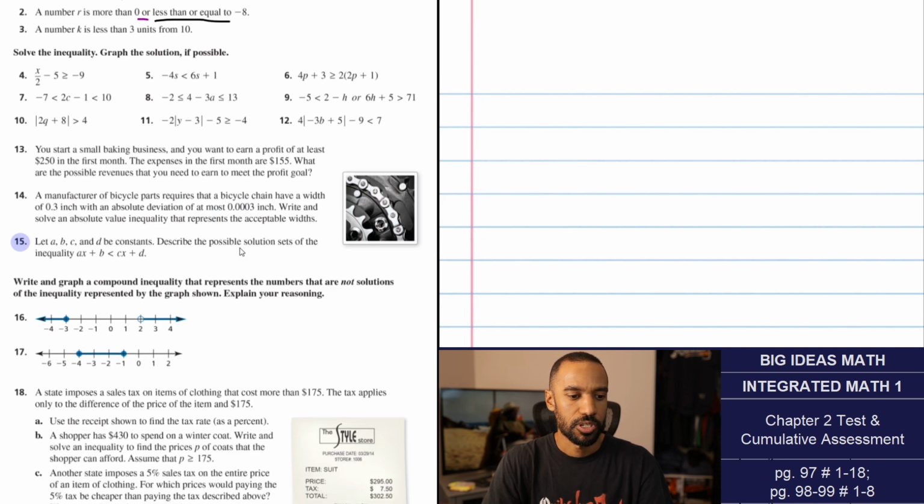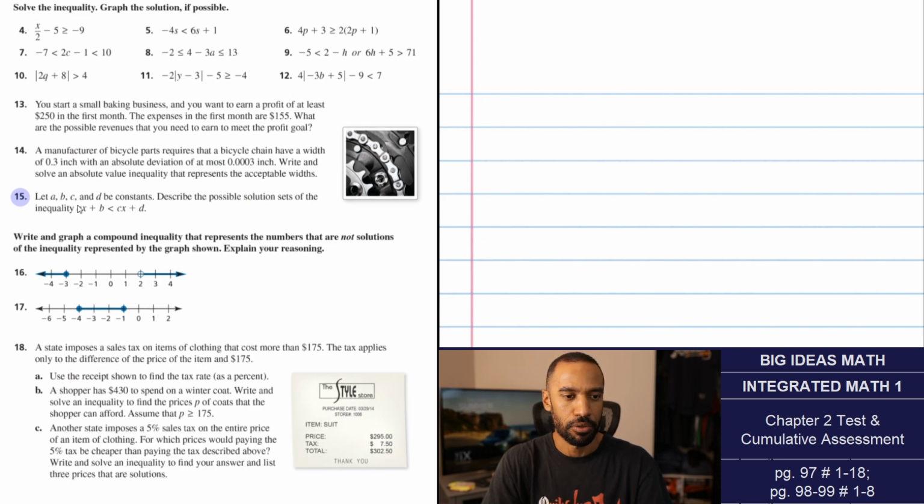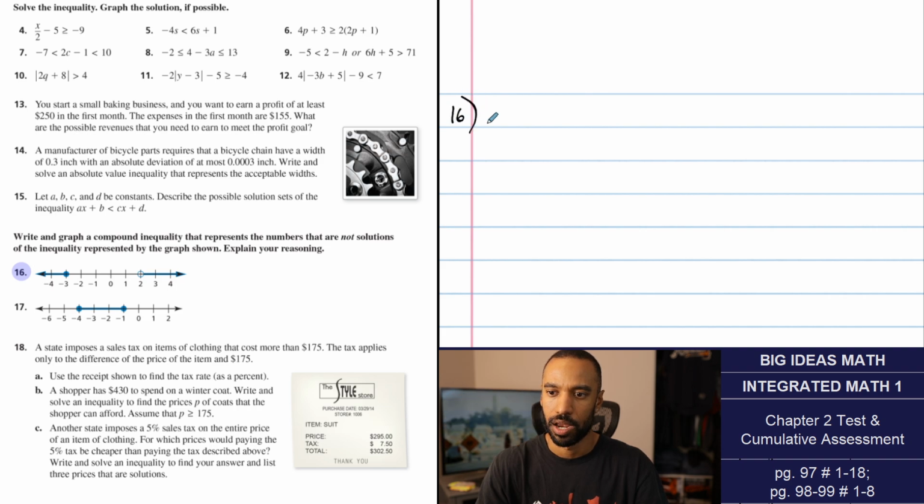Okay, numbers 16, 17, and 18 are the final three here of the chapter test. Then we have cumulative assessment right after. Write and graph a compound inequality that represents the numbers that are not solutions of the inequality represented by the graph shown. Explain your reasoning. All right, let me copy that over. Well, not copy it. Let me redraw it.